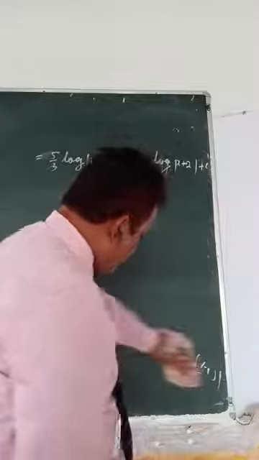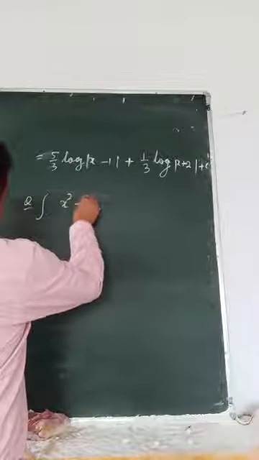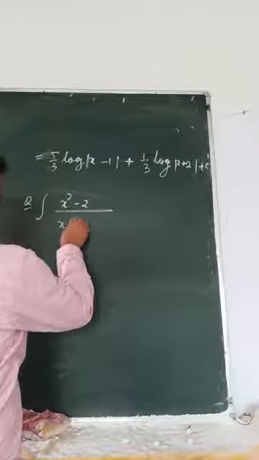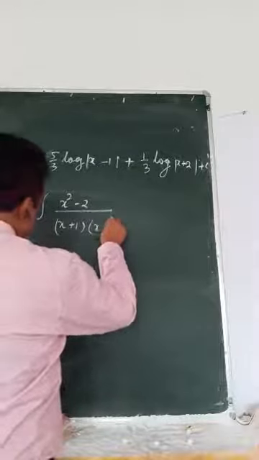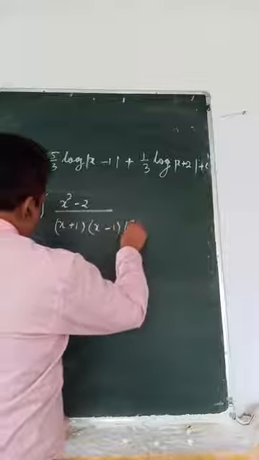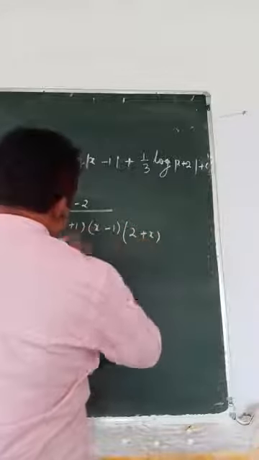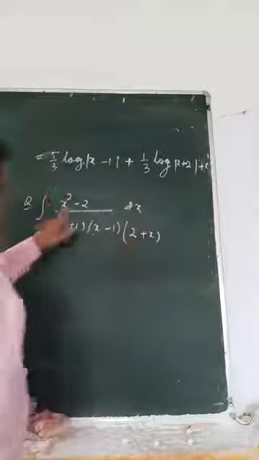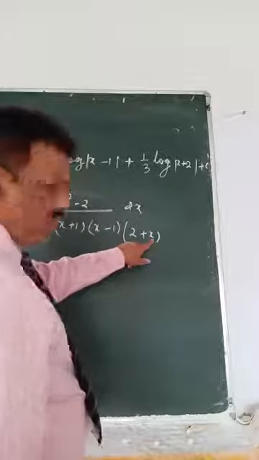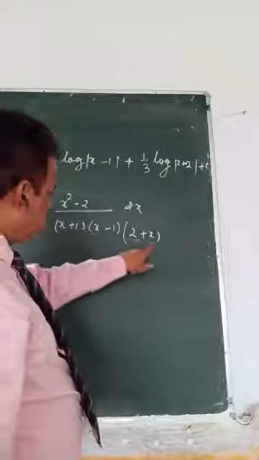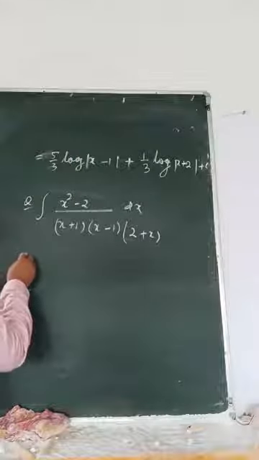If you find three terms like (x² - 2) / ((x + 1)(x - 1)(2 + x)) dx, check the degree. The degree is 2 here. Here x into x into x will be x cubed. So the denominator degree is more than the numerator. You can go for a partial fraction. So how will you write?